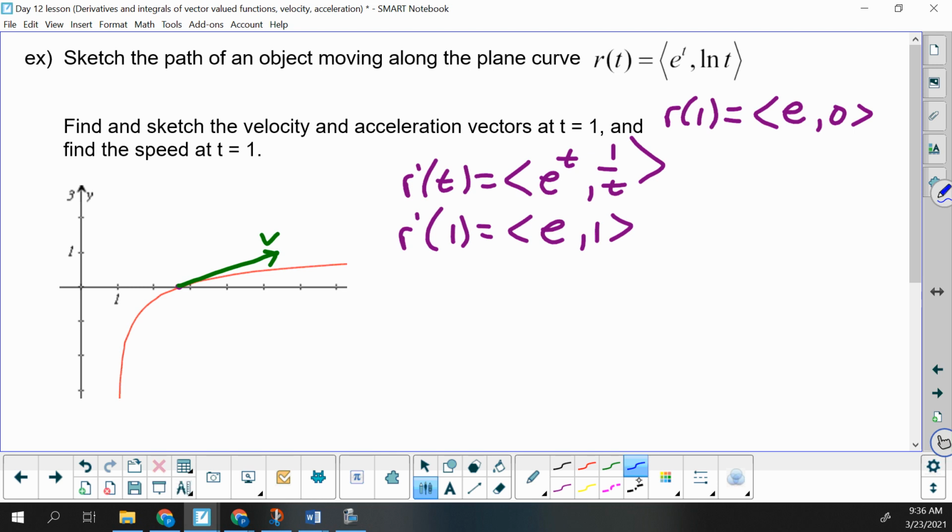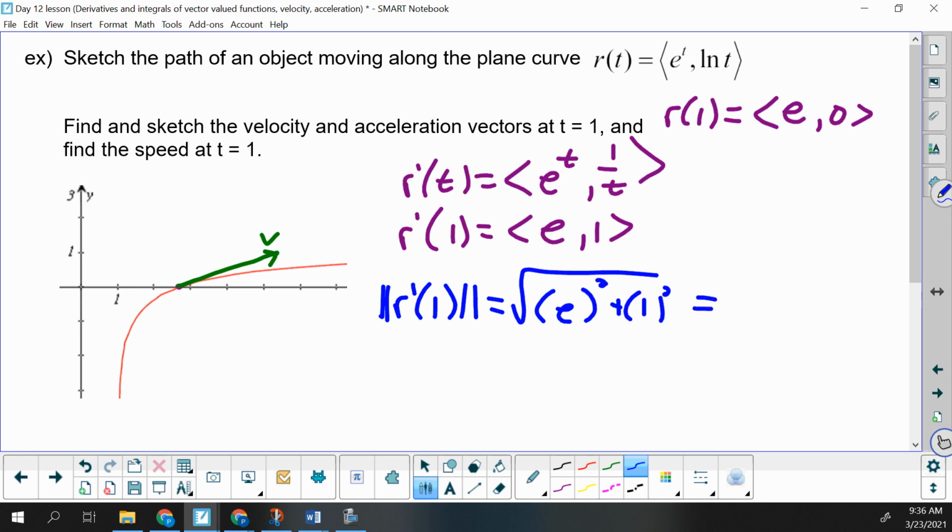Well, let's do our speed. So that's going to be the square root of e squared plus 1 squared. And that's not going to come out nice, but to 3 decimal places, that's 2.896.